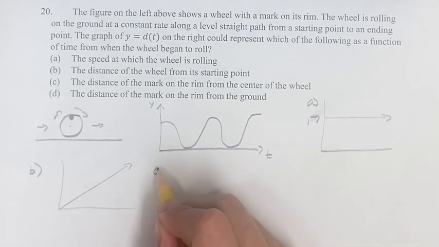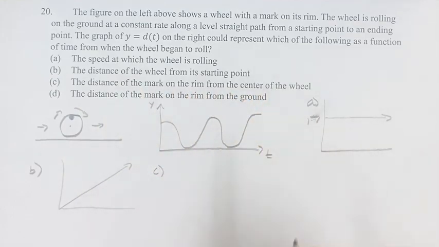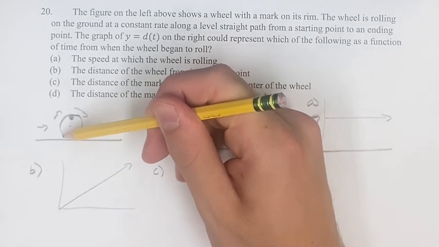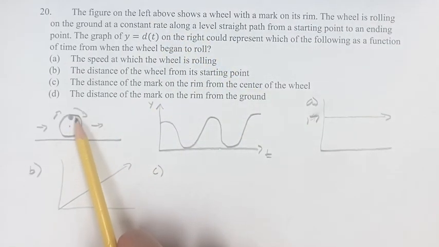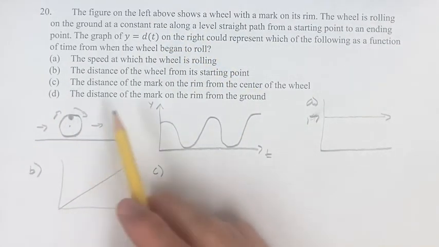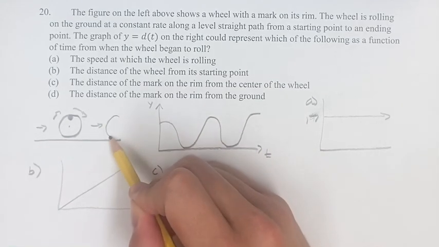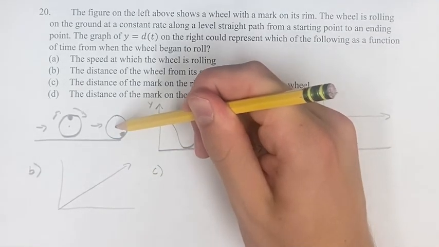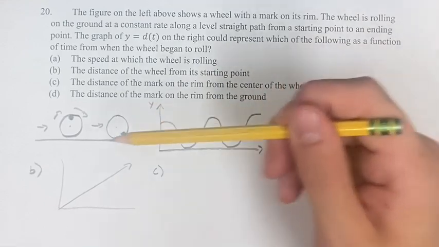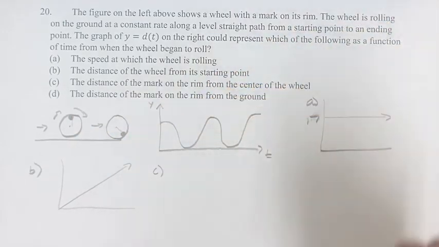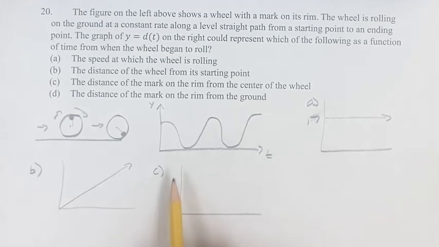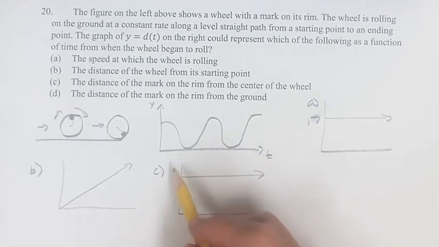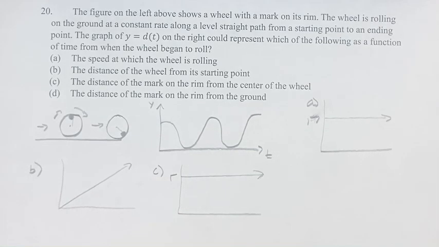For C, the distance of the mark on the rim from the center of the wheel, well, as the wheel spins, it doesn't matter where on the circle the mark is relative to our perspective, which is looking at the wheel. Let's say the wheel, when it gets over here, is spun around the other way, and the mark is down here, and the center is right there. The distance between the mark and the center is still just this distance right here. It's still just the radius. So the graph is just going to be another horizontal line. In this case, it's going to be r, which is the radius. Whatever r is, wherever you put the line, y equals 4, y equals 10, whatever. But it's just going to be a horizontal line.